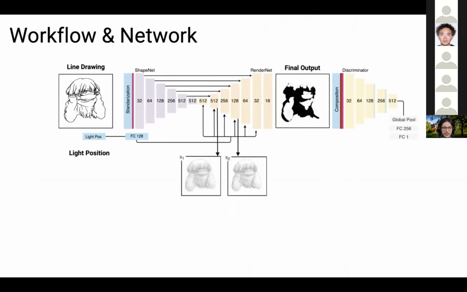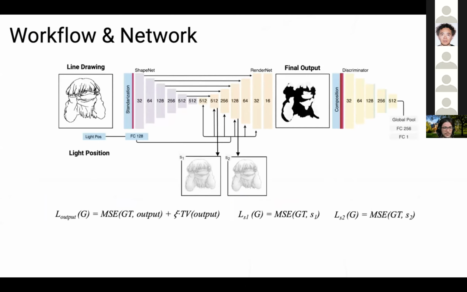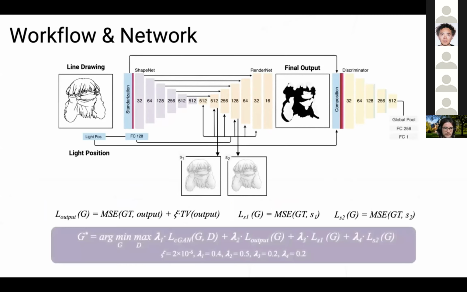We also have 2 intermediate outputs to facilitate the learning process. Both of them are soft shadows. The final outputs, S1 and S2 from the generator, are penalized by mean square error losses. We add a total variation term in the final output loss to encourage smooth shadow boundaries. The input of the discriminator is the composition of shadow and line drawing in the lighting direction. The final objective is the sum of GAN loss and the loss of output S1 and S2.